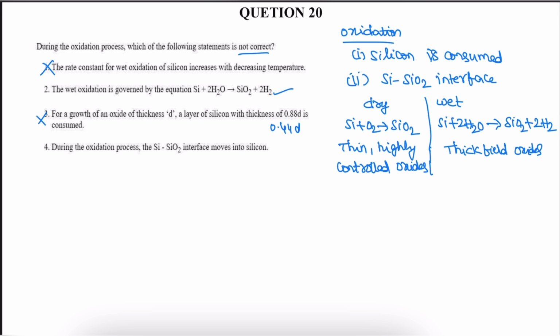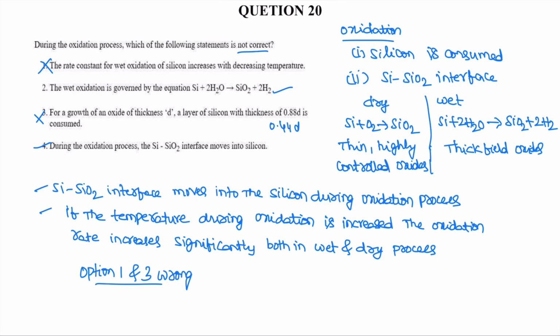Next, during oxidation process, the SiO2 interface moves into the silicon. So this statement is correct. If the temperature during oxidation is increased, the oxidation rate increases significantly both in wet and dry process. So with increase in temperature, the oxidation rate increases. Statement 1 is wrong. So option 1, 3 are wrong.